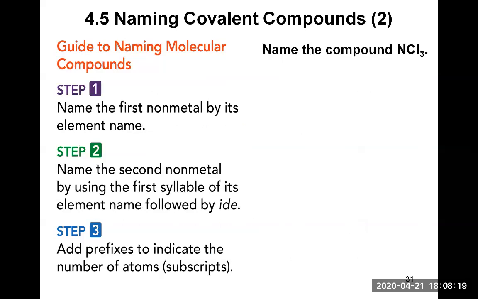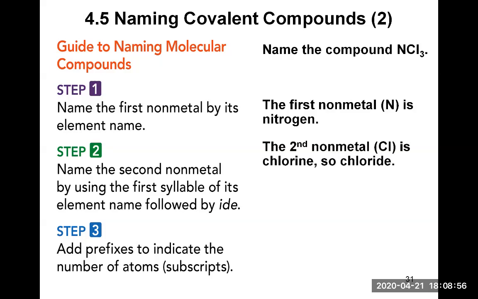So let's practice. Let's learn first by using this guide and through an example. We will name the compound NCl3. So the first step is to name the first nonmetal by its element name. So here N is nitrogen. Name the second nonmetal by using its first syllable with its element name, followed by ide. So here Cl is chlorine. And so you will change the ending to ide, just like we did with the ionic compound. So the second nonmetal will be chloride.